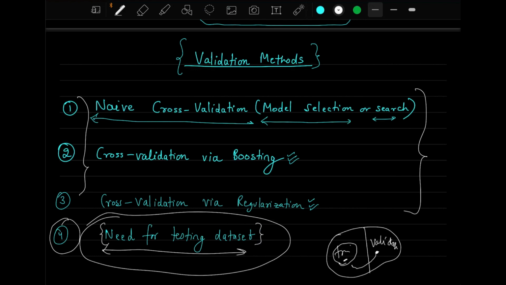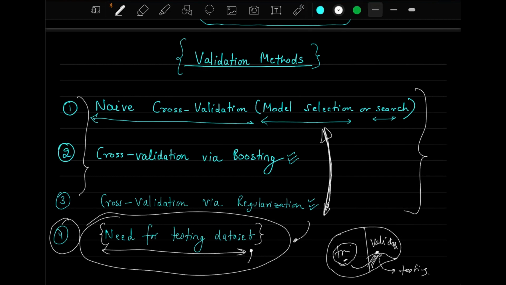We will discuss the motivation behind this, like why we need a testing data set, once we go through all these points. Once we understand all these three in detail, then we will understand why we need another data set, which is the testing data set, which is somewhere here.